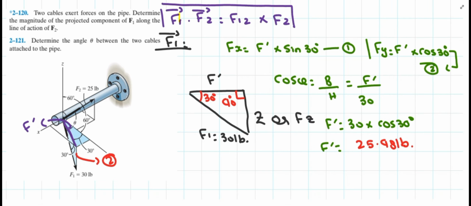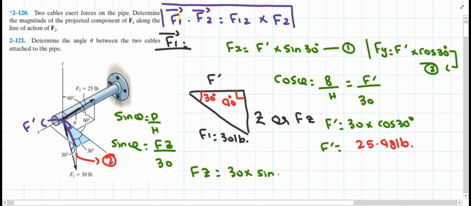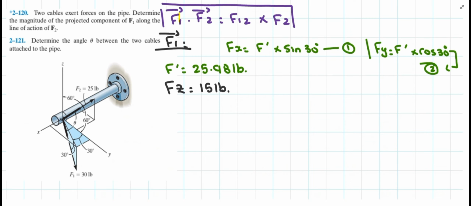Let's talk about fz here. We know that sine theta is equal to perpendicular upon hypotenuse. The perpendicular in this case is fz, and the hypotenuse is 30. So fz is equal to 30 into sine of theta, and theta is 30 degrees. So 30 into sine 30 degrees gives us a result of 15 pounds. This is the value of fz here. Now we know the values of f prime and fz. Just put the value of f prime into equation number 1 and equation number 2 and get your answers.